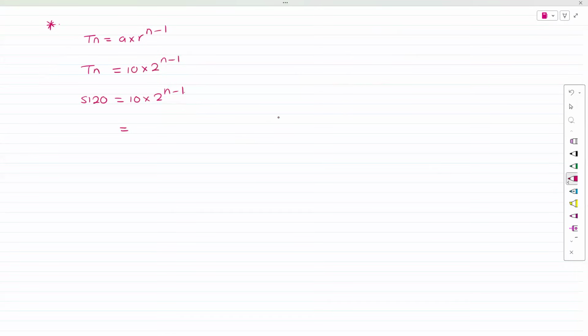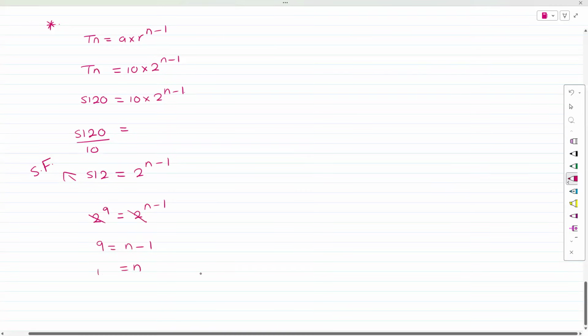Now, when I solve for this, let's take it over. 5120 divided by 10 equals 512 equals 2 to the power of n minus 1. If I do shift fact, let's just call it SF, shift fact gives me 2 to the power 9 equals 2 to the n minus 1. Cancel, cancel. 9 equals n minus 1, and then n equals 10.